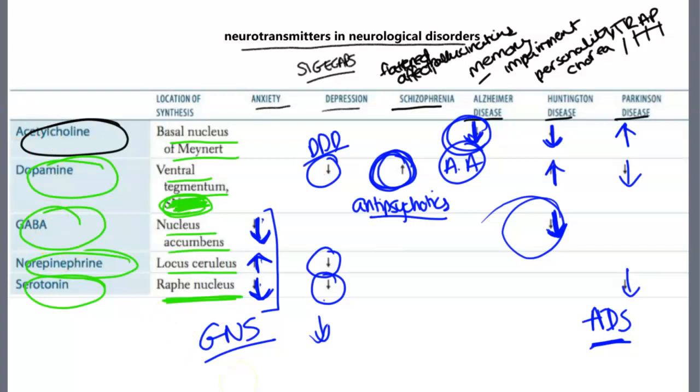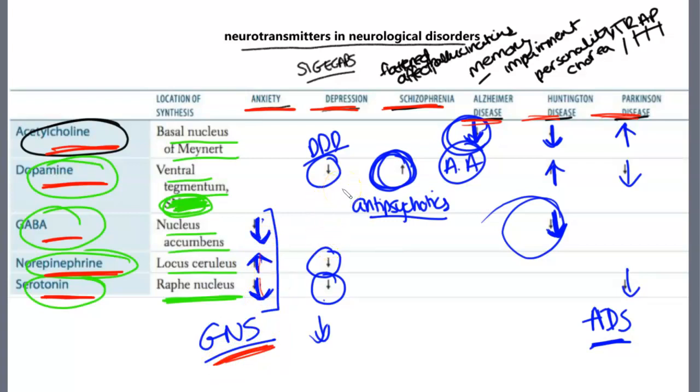So we have all of these different disorders. We have the neurotransmitters: acetylcholine, dopamine, GABA, norepinephrine, serotonin. And we have our disorders: anxiety, depression, schizophrenia, Alzheimer's disease, Huntington's disease, and then Parkinson's disease. In anxiety, we can remember the mnemonic GNS. There's a decrease in GABA, an increase in norepinephrine, and a decrease in serotonin.